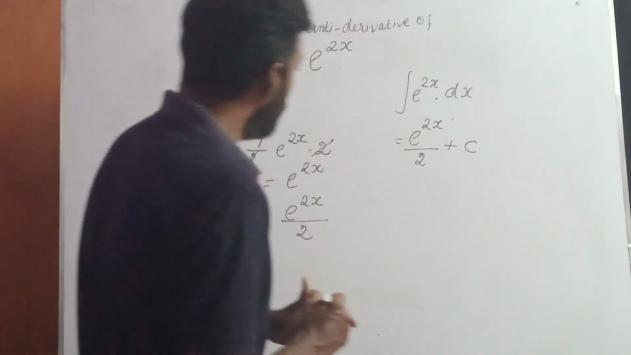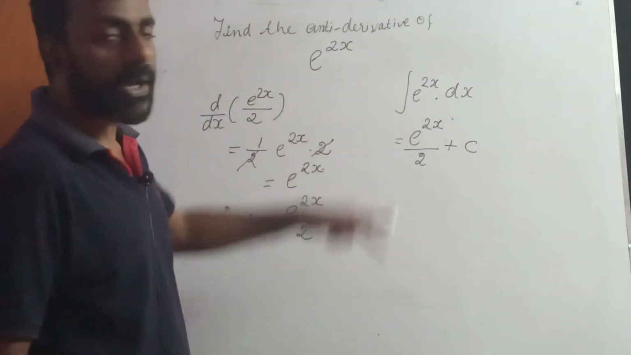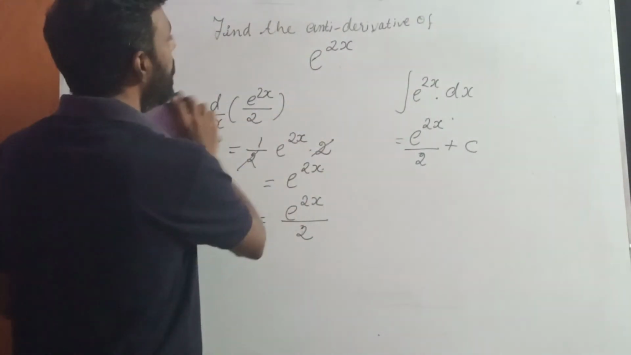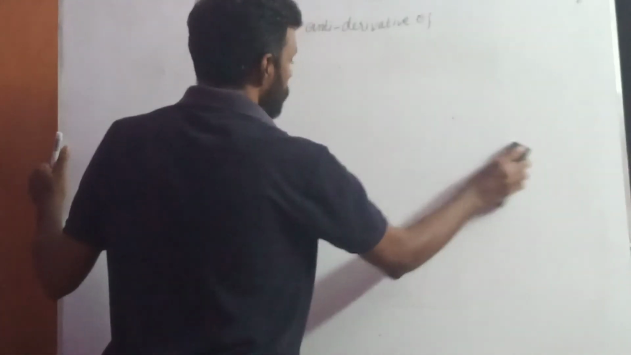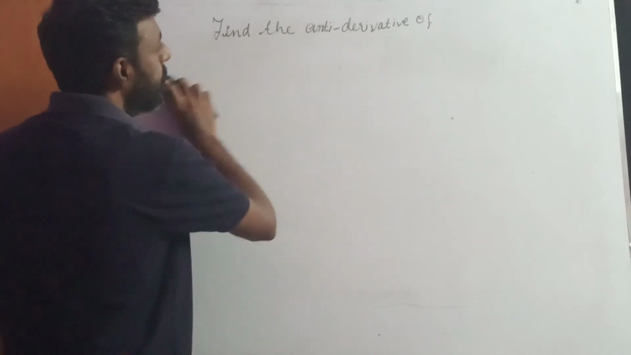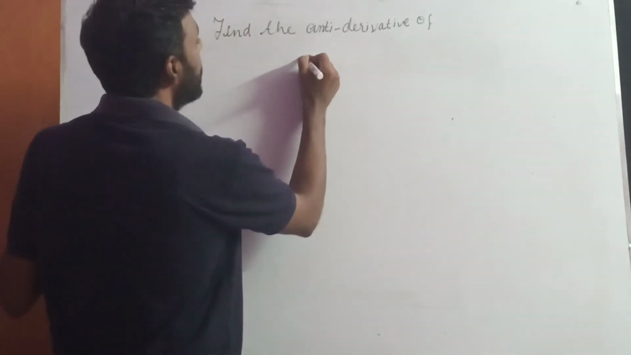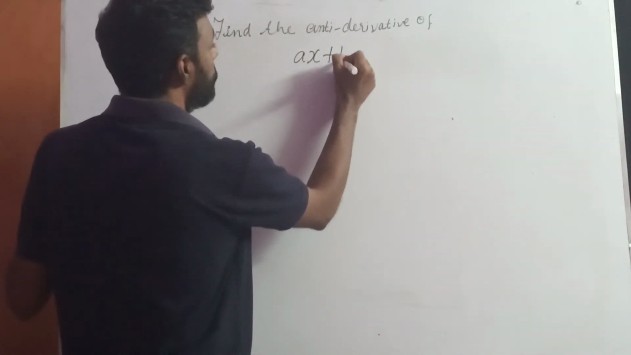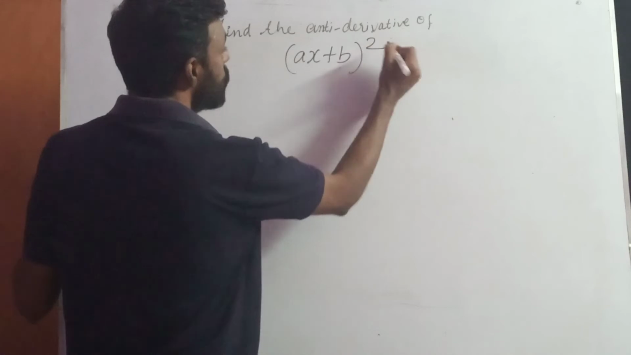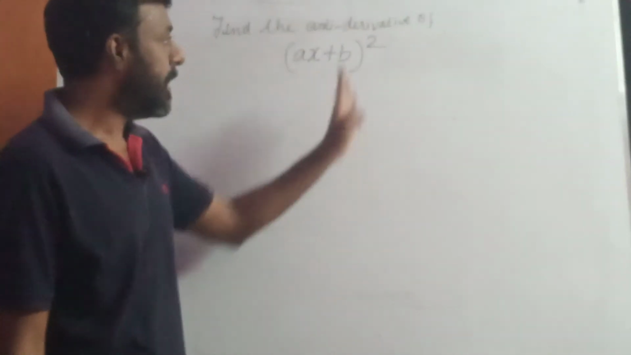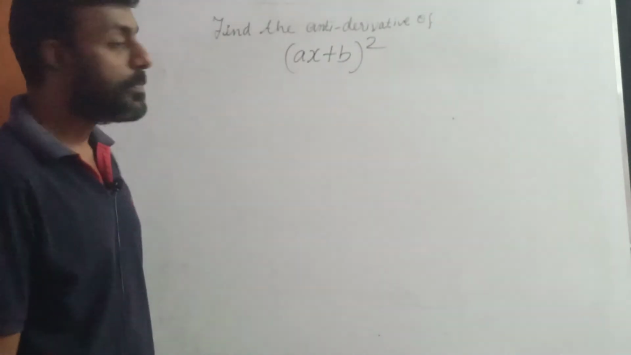Then let's get into the other term. If we get an algebraic term, what are we supposed to do? Find the antiderivative of an algebraic term. So we'll do that problem also. The antiderivative of an algebraic problem, if they ask (ax plus b) whole squared, how are we going to find the antiderivative of this algebraic term?